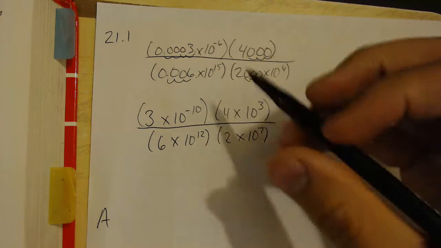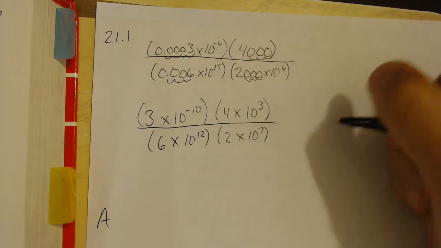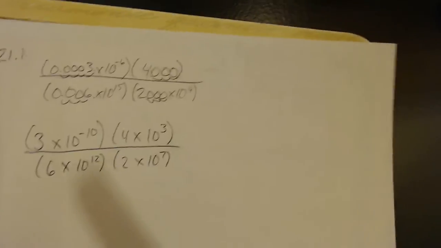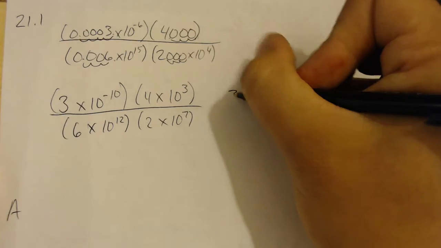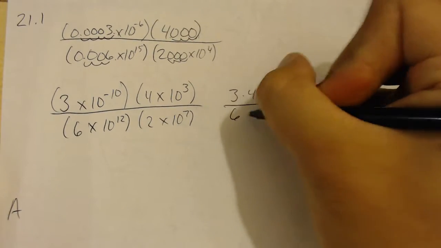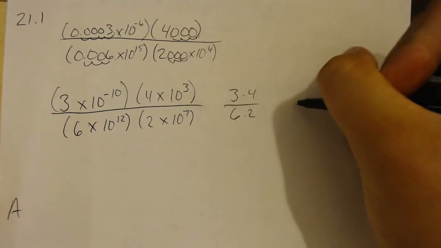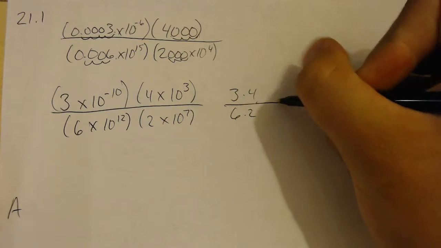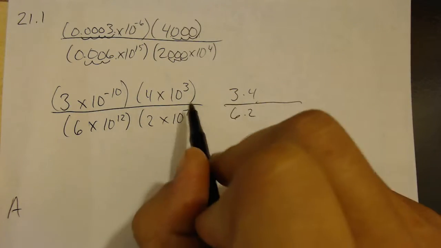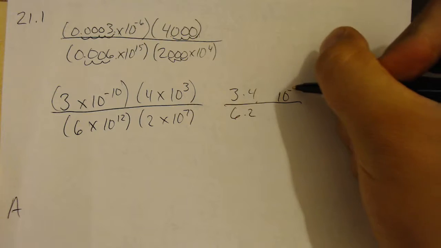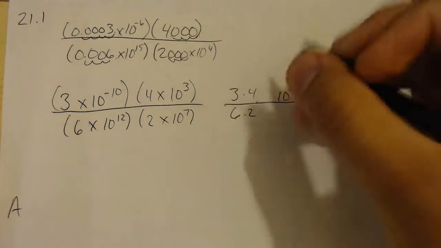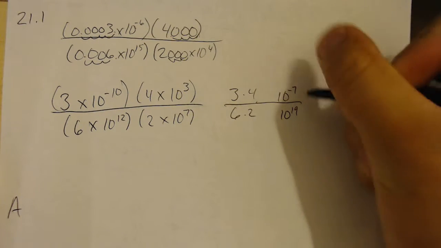Next, we just have to separate the whole numbers and the tens. We'll do that off to the side over here. So we have 3 times 4 over 6 times 2. And then for the exponents, we can combine these. Negative 10 and 3 give us 10 to the power of negative 7. 12 and 7 give us 10 to the power of 19.